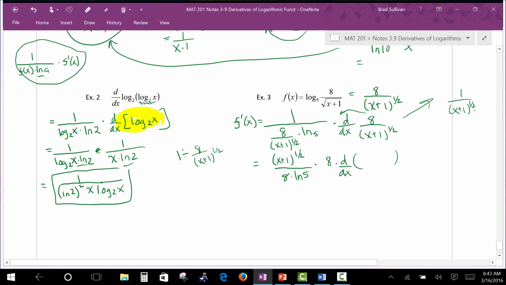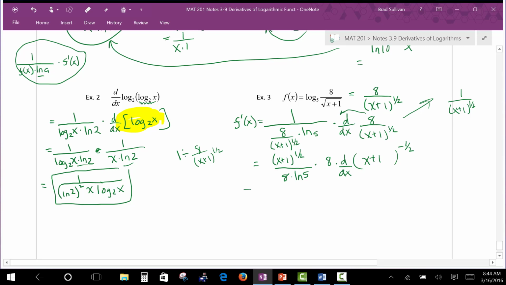What can you do to that (x plus 1) to the 1/2? You move it to the top, making the exponent negative, and then you can use the chain rule. To me, it's easier. So I'm going to move this to (x plus 1) to the negative 1/2. If you do the quotient rule, it'll work beautifully. It's just more work. So you can do it like that.